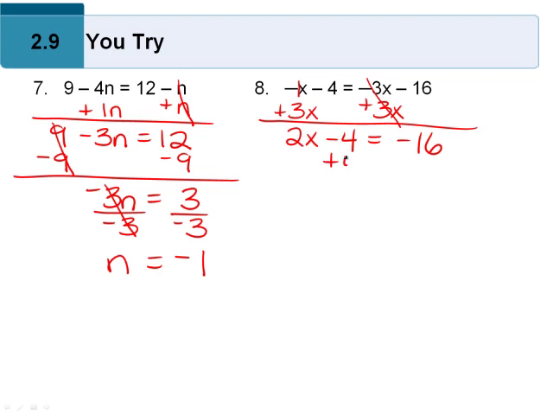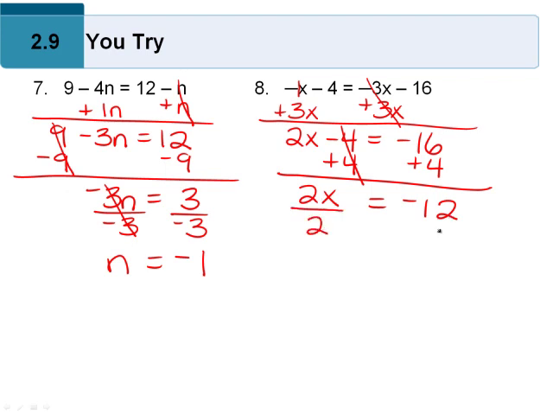Okay? Now, the next step, don't mess with the 2x, get rid of that negative 4. So I'm going to add 4 to both sides. 2x comes down, the 4's cancel, and it equals negative 12. All right? And the last step, divide by 2 on both sides. So the 2's cancel, and x equals negative 6.